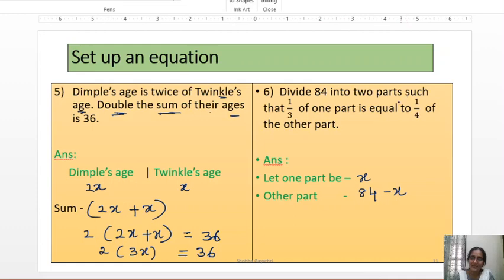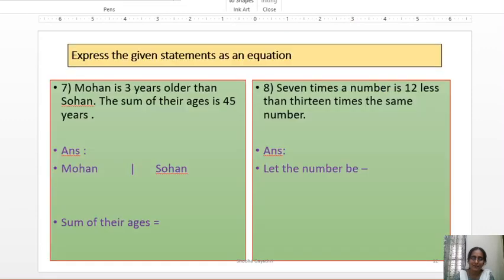Now what is the condition to write the equation? We got two parts, x and 84 minus x, which are two parts of 84. Now 1 by 3 of one part: we write 1 by 3 of x, the first part, is equal to, write the equal sign, 1 by 4 of the other part, which is 84 minus x. This is your required equation.